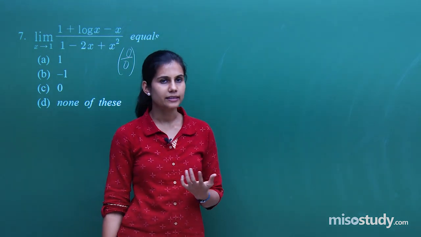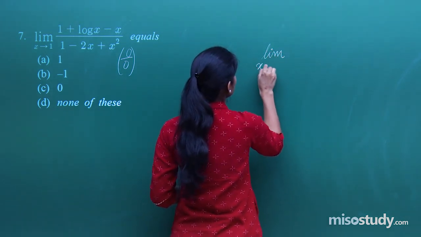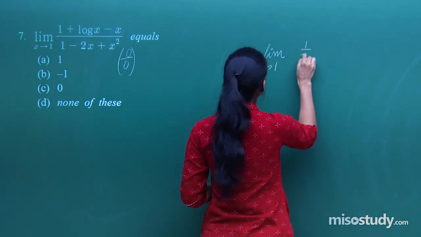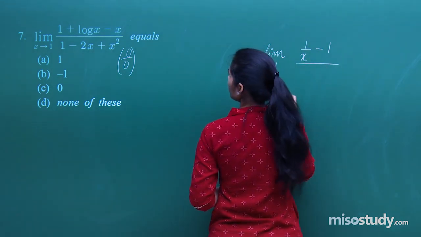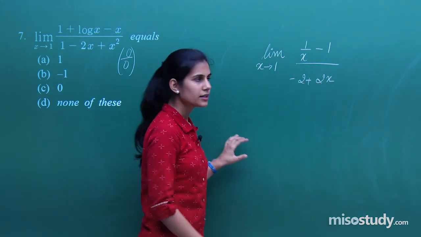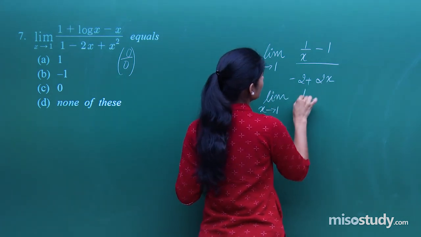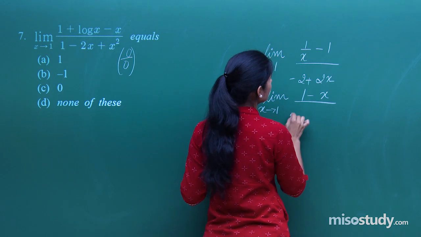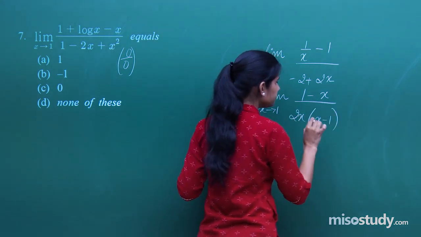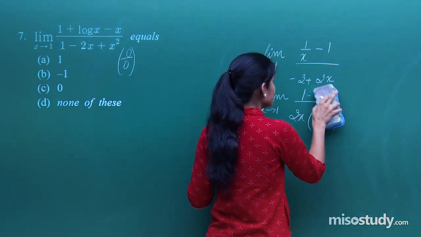I am interested in applying the L'Hopital rule. What I do is limit x tends to 1, differentiate the numerator, you get 1 by x minus 1 whole upon, again you get minus 2 plus 2x. Clear? This gives you limit x approaches 1, 1 minus x whole upon 2 comes out common, x you already have, you get x minus 1. You can write this as minus of x minus 1.